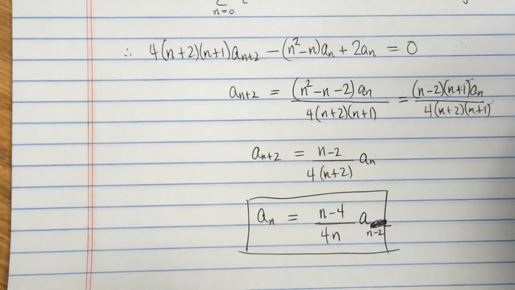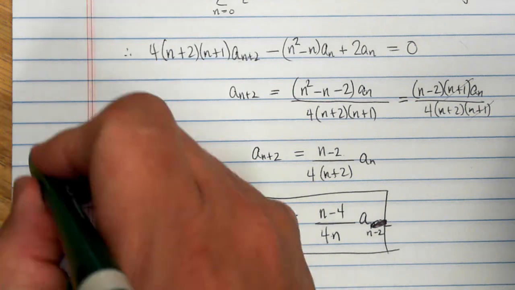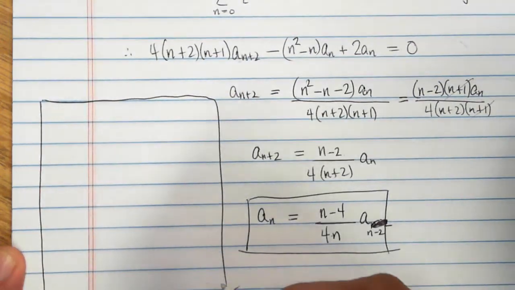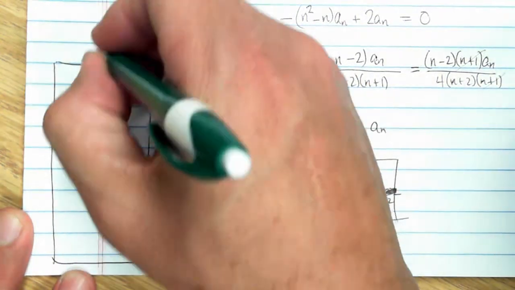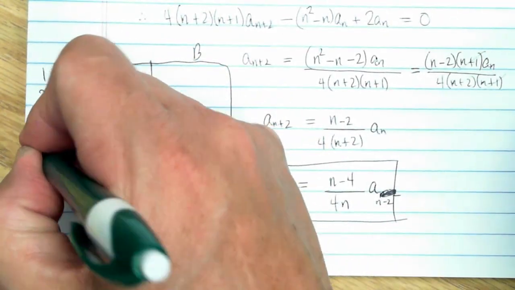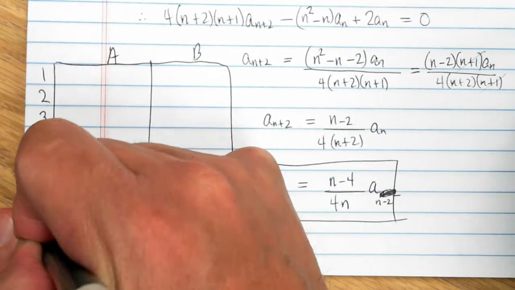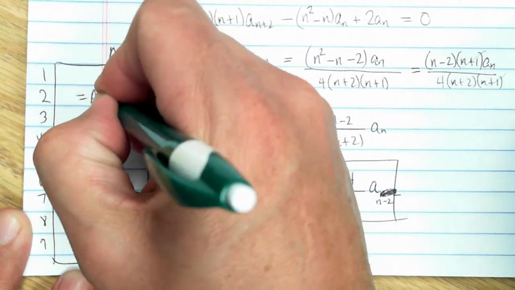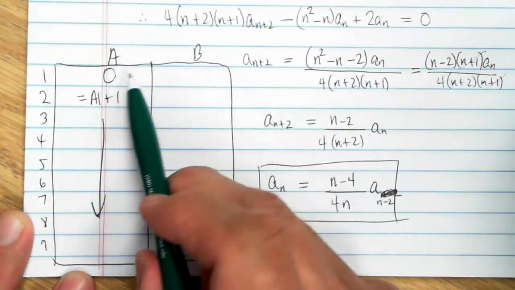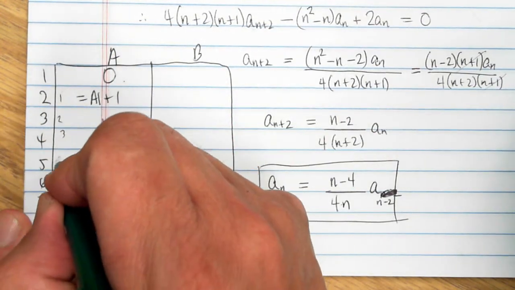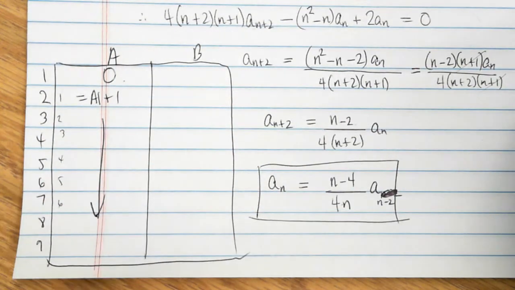Now this can be implemented with Excel. So if this is going to be column A, column B, rows 1, 2, 3, 4, 5, 6, 7, 8, 9, and so on. So here are the values of n. Start at n equals 0 and then add 1 and fill down. So that becomes 1, 2, 3, 4, 5, 6, and so on.